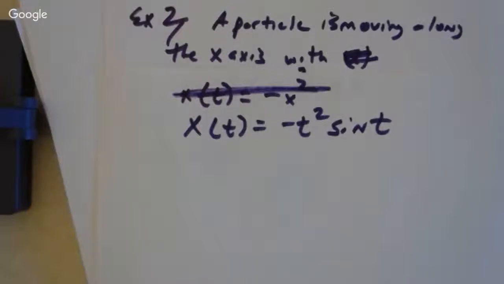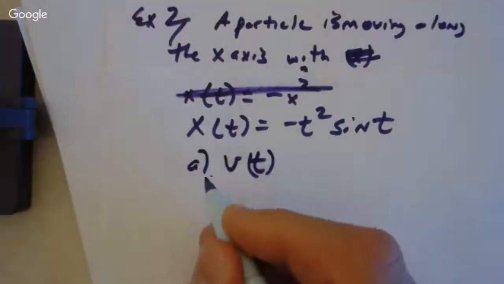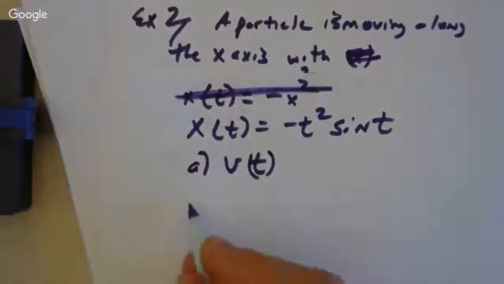x of t tells you the position. Where is it? And until this class, that's really all you can tell. We can find the slope of a straight line, but nothing else. x of t tells you where it is. v of t tells you how fast and what direction it's moving in. So part A is to find v of t. Velocity is the derivative of position.